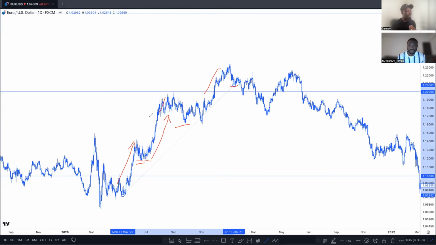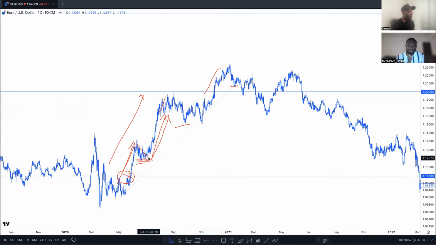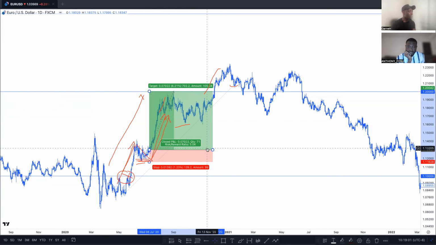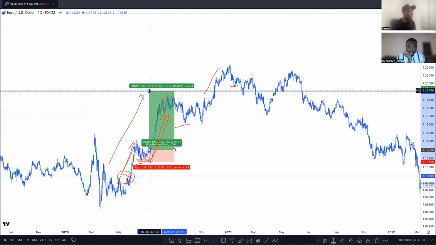But if I have something like this and I get in here, I know the rejection at this point means price has to move all the way to this level. All I'm waiting for is an impulse, the pullback, and the next impulsive leg. So if I get in around here, you see how beautiful this looks. I know I'm headed to the next psychological level right here.